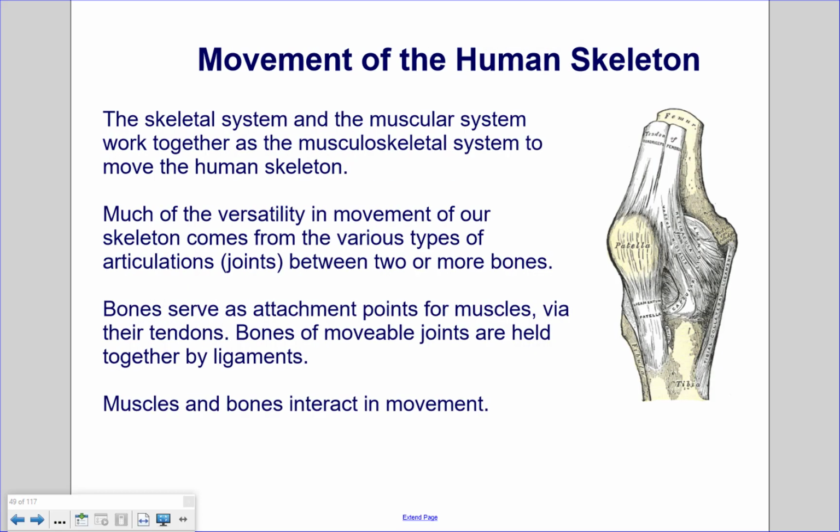Movement of the human skeleton. The skeletal system and the muscular system work together as the musculoskeletal system to move the human skeleton. Much of the versatility in movement of our skeleton comes from the various types of articulations, or joints, between two or more bones. Bones serve as attachment points for muscles via their tendons. Bones of movable joints are held together by ligaments. Muscles and bones interact in movement.